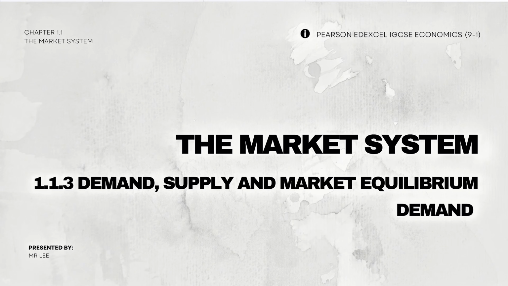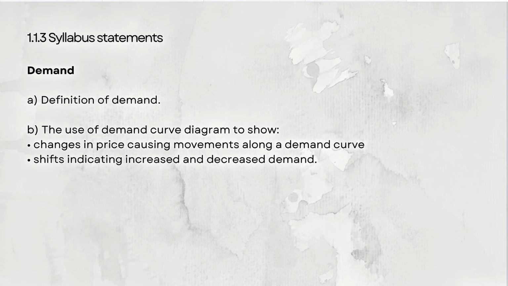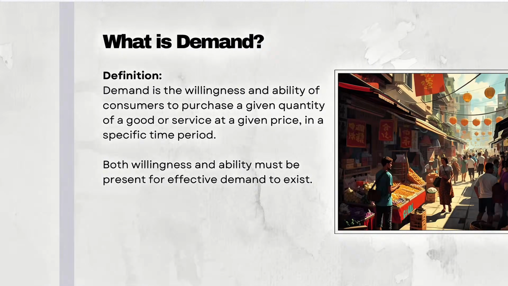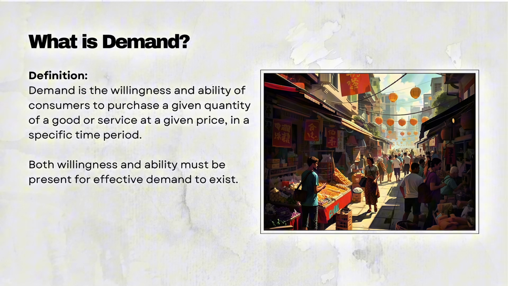In this video, I'm going to be guiding you through Chapter 3 and Chapter 4. Demand. The definition of demand is the willingness and the ability of consumers to purchase a given quantity of good or service at a given price in a specific period of time. And the term effective demand is the willingness and the ability to pay must be present.